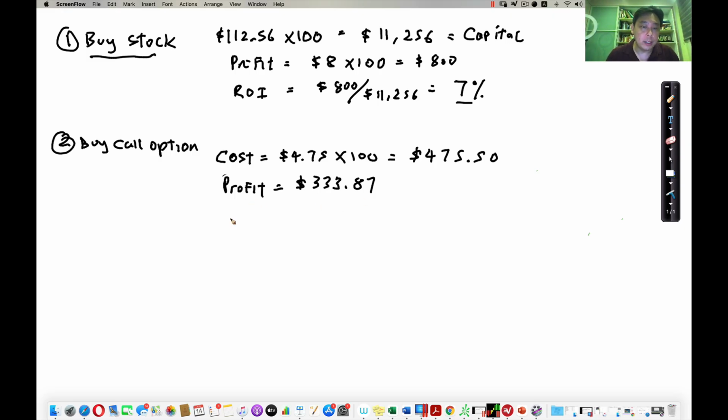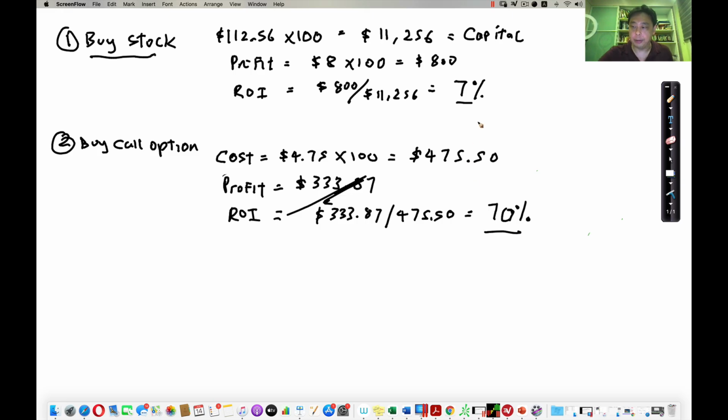So in this case, what's the return on investment or the return on capital? So it'll be 333.87 divided by the capital used, 475.50. That would be, let's see, 333.87 divided by 475.5. That would give a 70% return on capital.